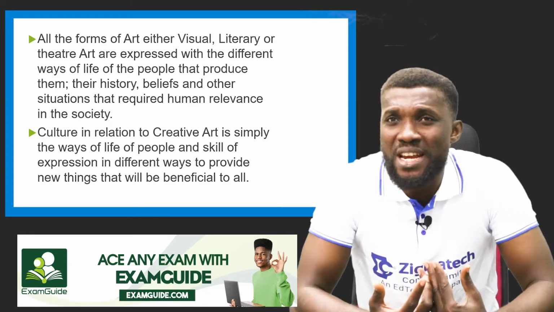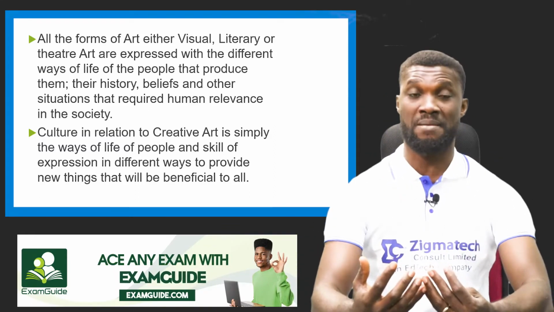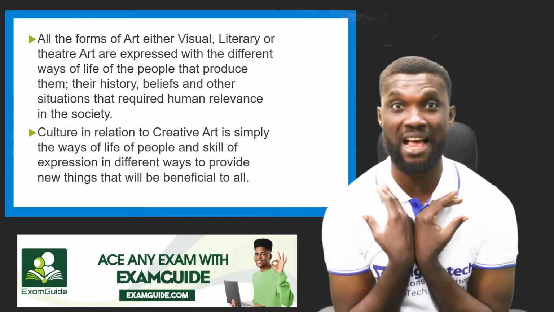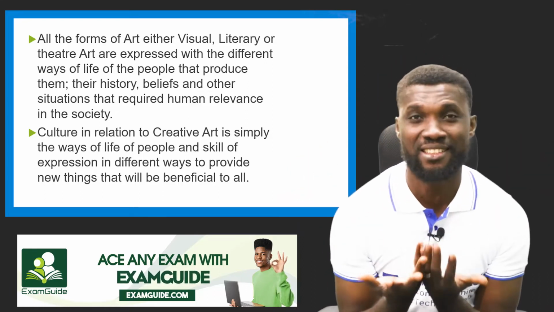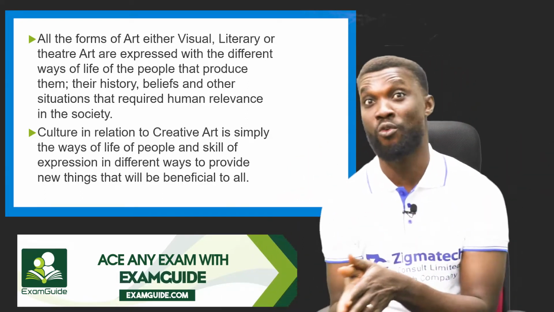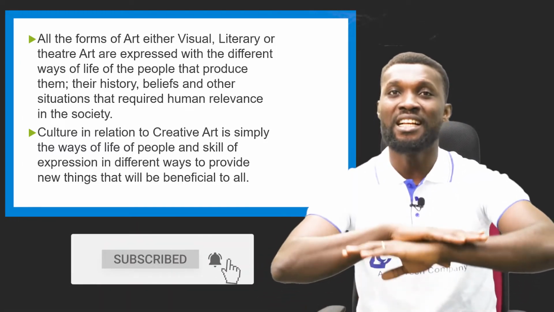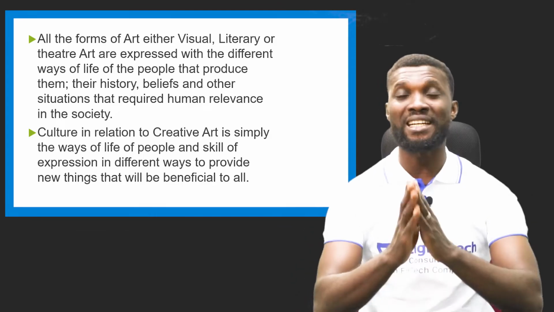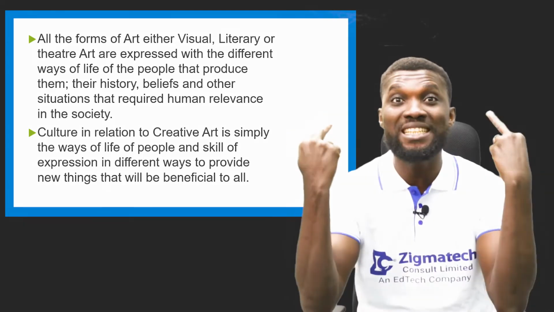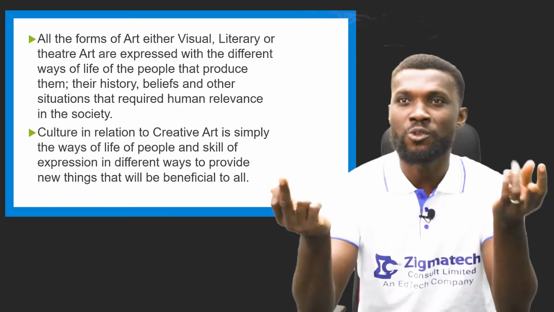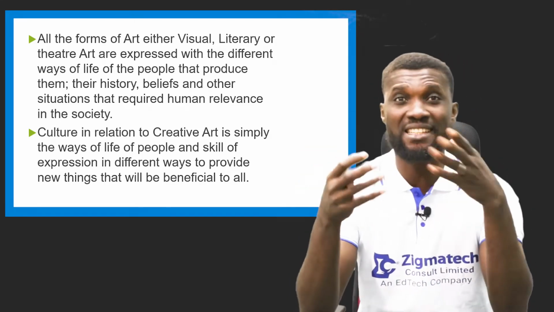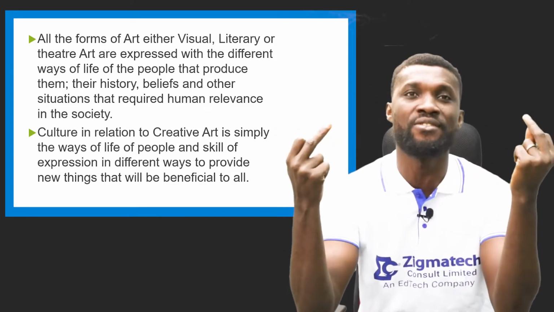Now, all the forms of art, either visual art, literal art, or theater art, are what express the different ways of life of the people that produce them. If I'm an actor, there is no way I will act exactly the same way Jim Ike or any of your favorite actors will act. We are totally different people, so we react based on our own creative ingenuity. So people react or produce things based on their own creative ingenuity.